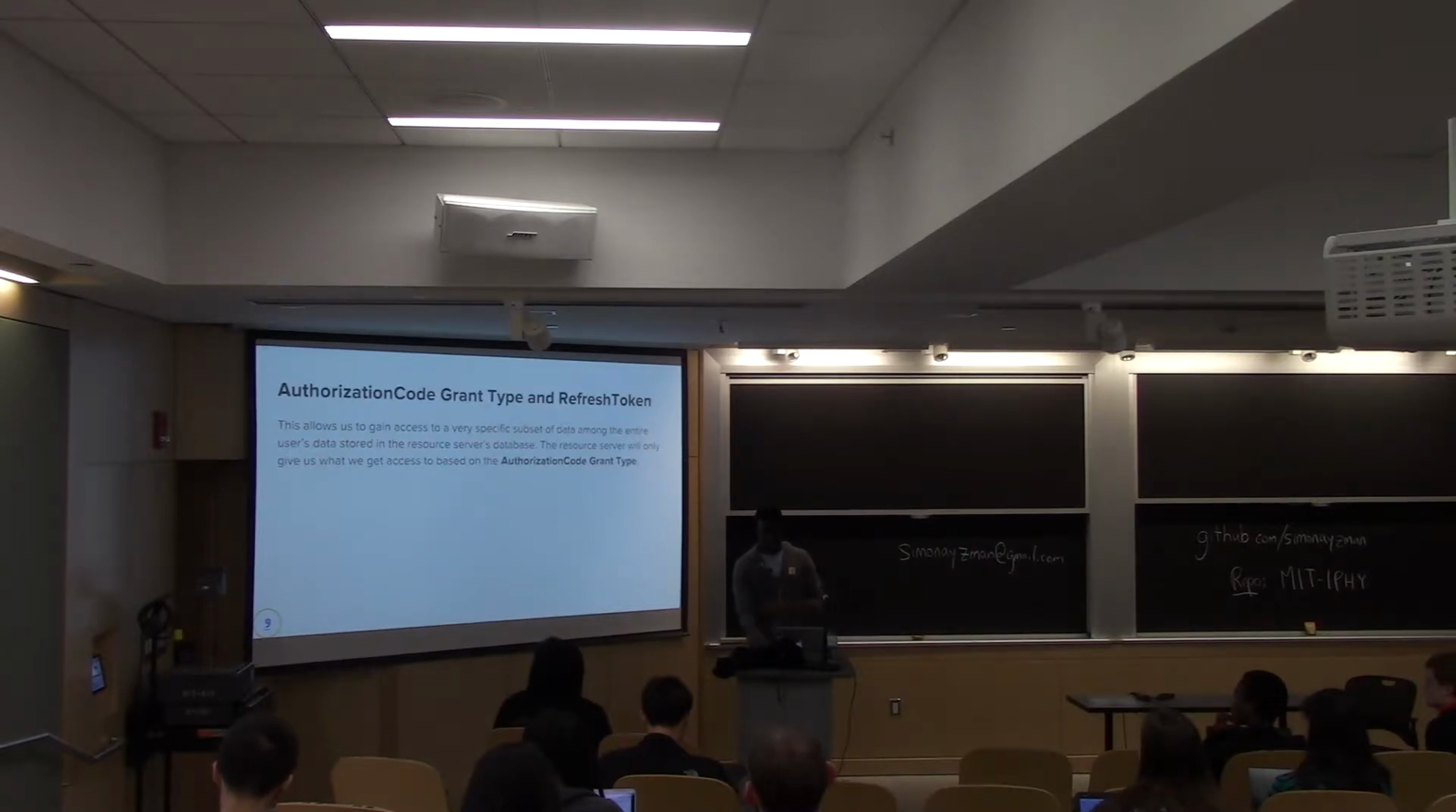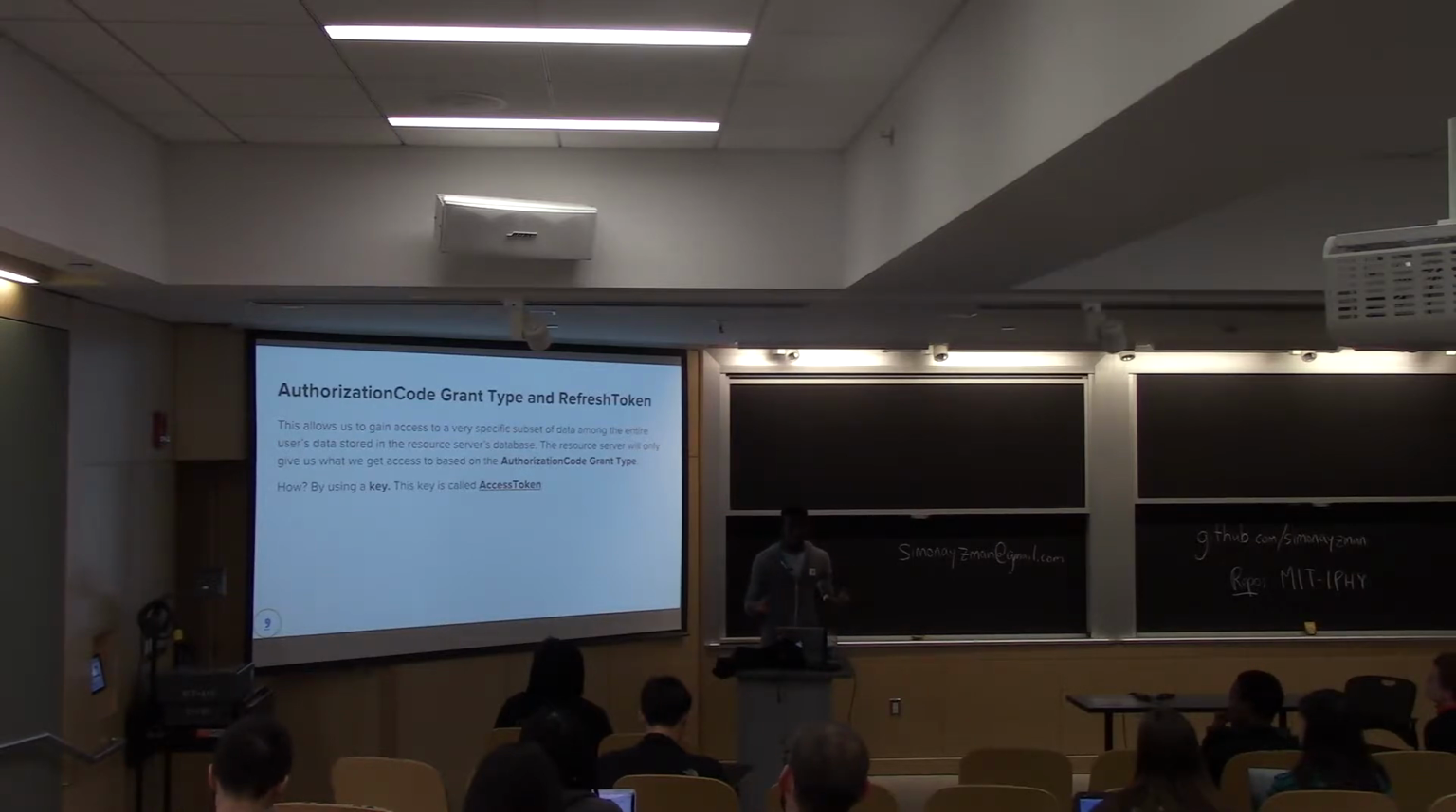And so what is the authorization code grant type? This grant type allows your client to get a specific subset of data among the entire user's data. Remember, the scopes allow you to get just a specific part from the resource server's database. And how does it get this?